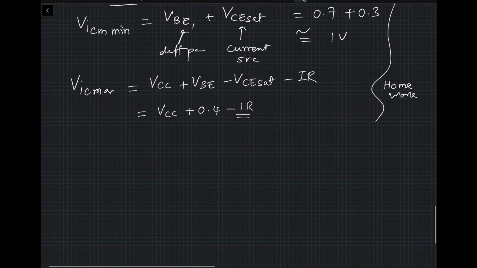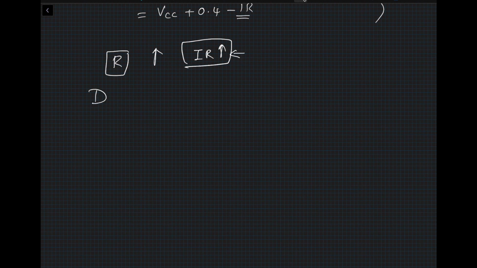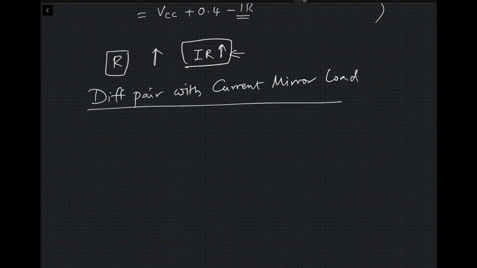The next thing we are going to talk about: so far I have just shown you a diff pair with a resistive load. What are we trying to do? We are trying to get as much gain as possible. If you have a resistor, then I can increase the resistor, and then I can get higher and higher gain. However, when you increase the resistor, the IR drop keeps going up. So if the IR drop keeps going up, then it becomes very difficult to bias the circuit with a given VDD. Increasing the resistor is not always practical. So one good variation is a differential pair with current mirror load. What does this mean, first of all?